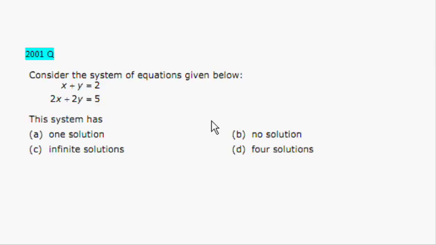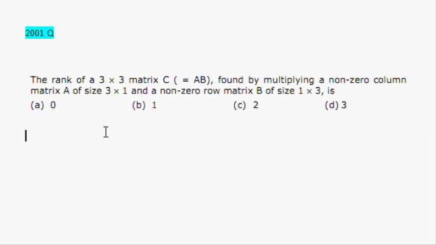This is the 2001 question. x plus 2y is equal to 2 and 2x plus 2y is equal to 5. If you divide the second equation by 2, x plus y is equal to 2.5. So the two lines say different things: x plus y is equal to 2 and x plus y is equal to 2.5. So definitely there is no solution. B is the correct answer.